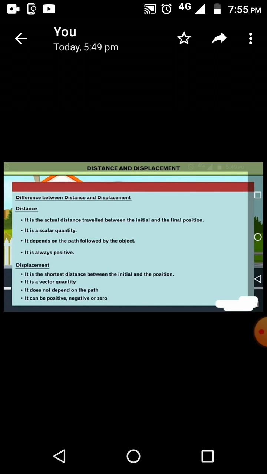Displacement. It is the shortest distance between the initial and the final position. It is a vector quantity. It does not depend on the path. It can be positive, negative, or zero.